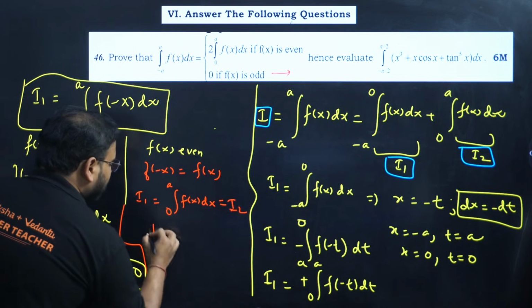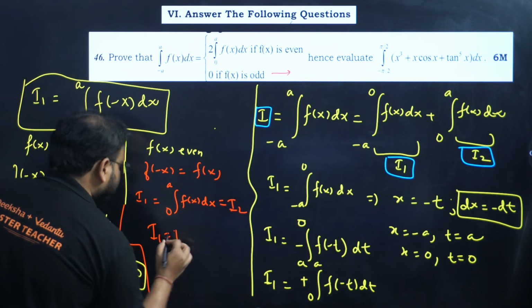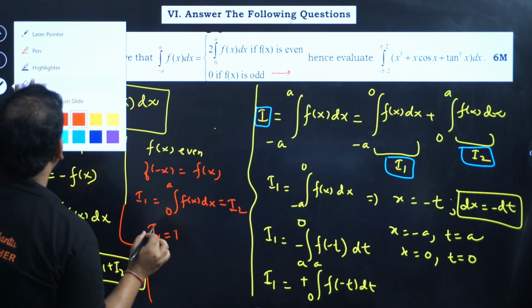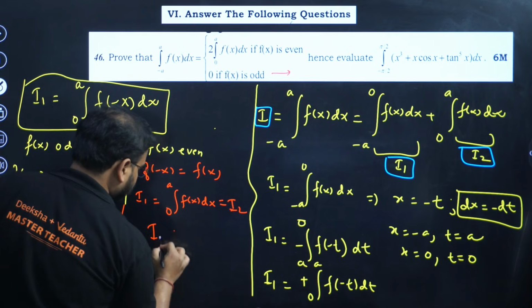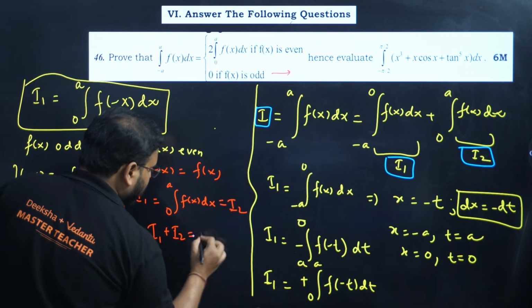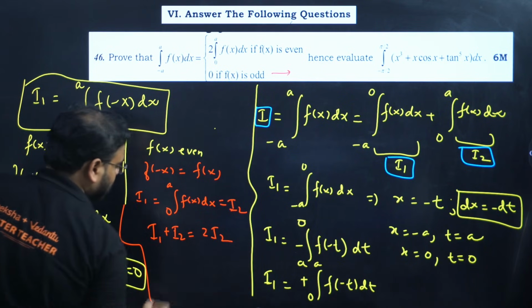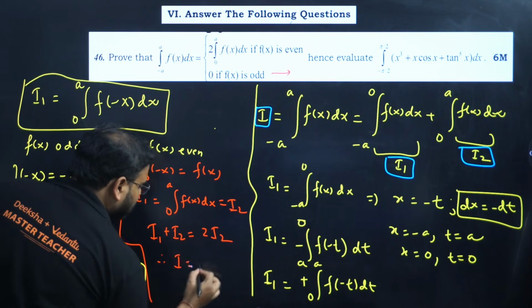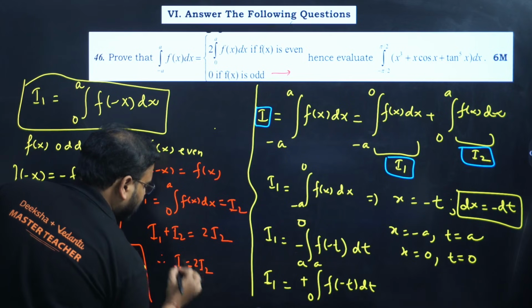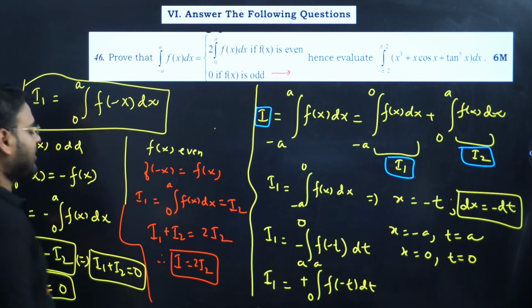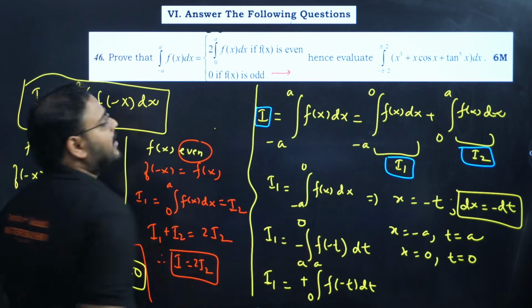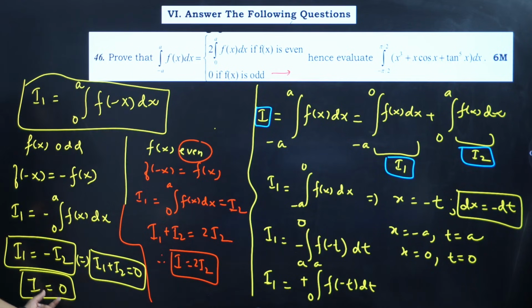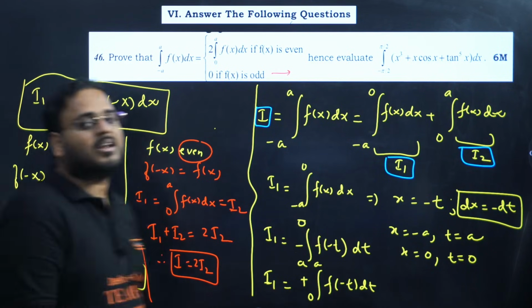So your I1 plus I2 becomes twice of I2. Therefore, integration I becomes twice of I2. Check here. In the case of even here, we have twice of this I2. In case of odd, we have 0. Hence, both the conditions are proven.